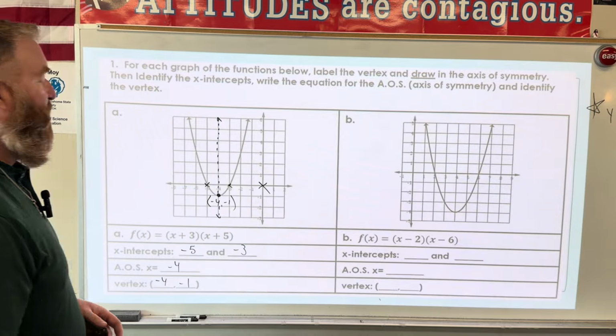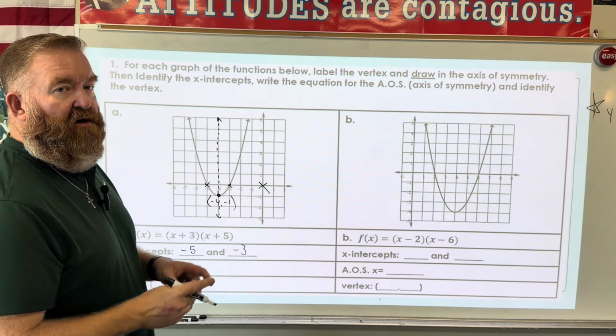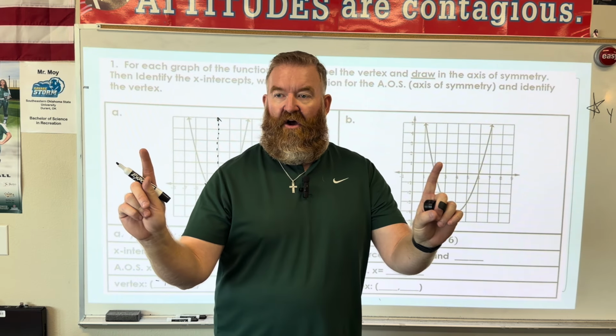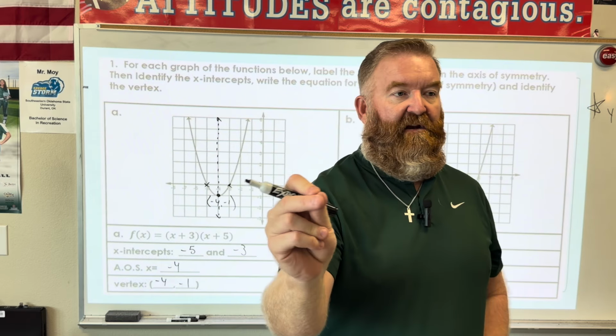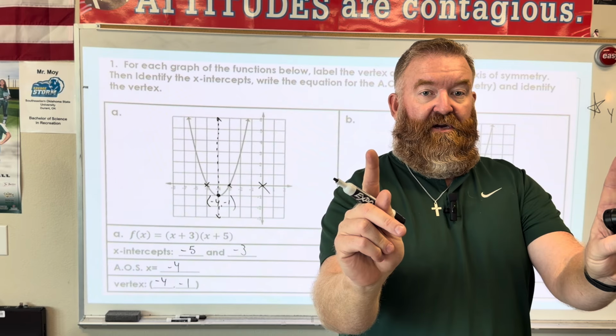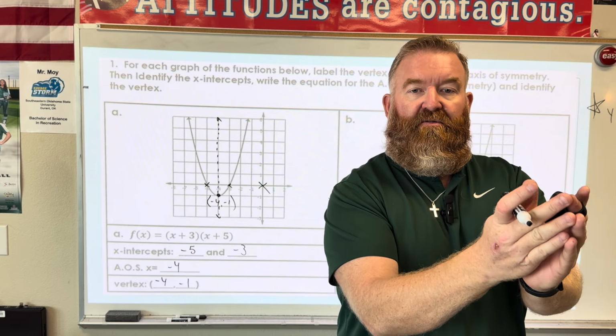One of the things I really want to make a point of: your axis of symmetry will always be the midpoint between your two x-intercepts. Always. Because think about it. What are my two x-intercepts? Look at your paper. You have -5 and what? -3. Where's the axis of symmetry? Right in the middle, -4. It's always going to be your midpoint.